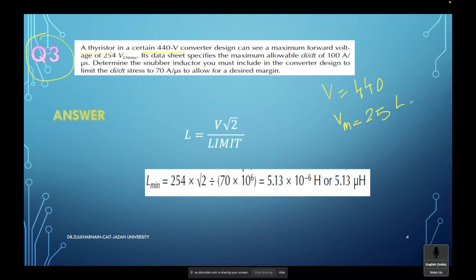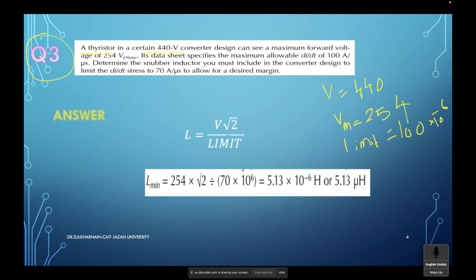254. If the data sheet specifies a di by dt, this is called the limit. This limit he has given as 100 ampere per microsecond. Micro means 10 to the power of minus 6, so multiplied by 10 to the power of minus 6. Okay, so this is the limit. So apply that in the formula.